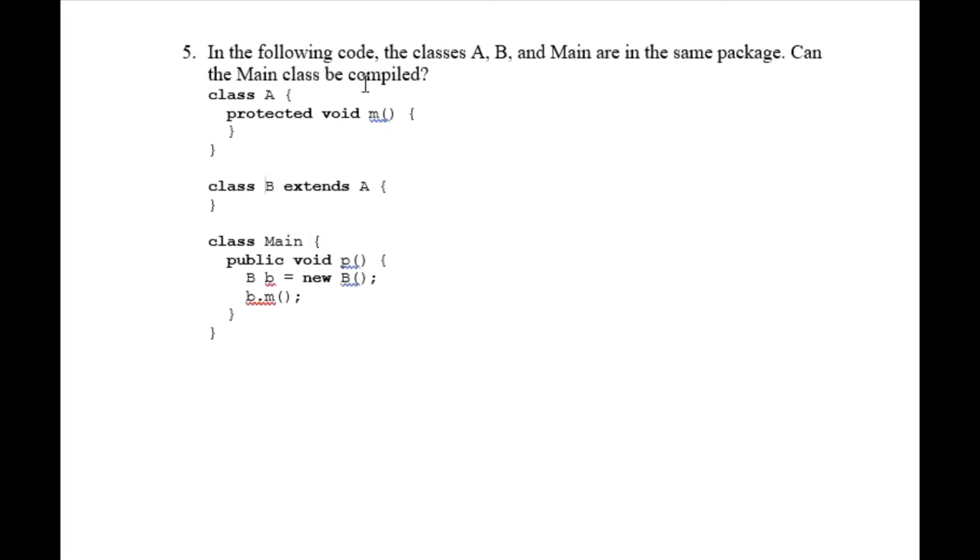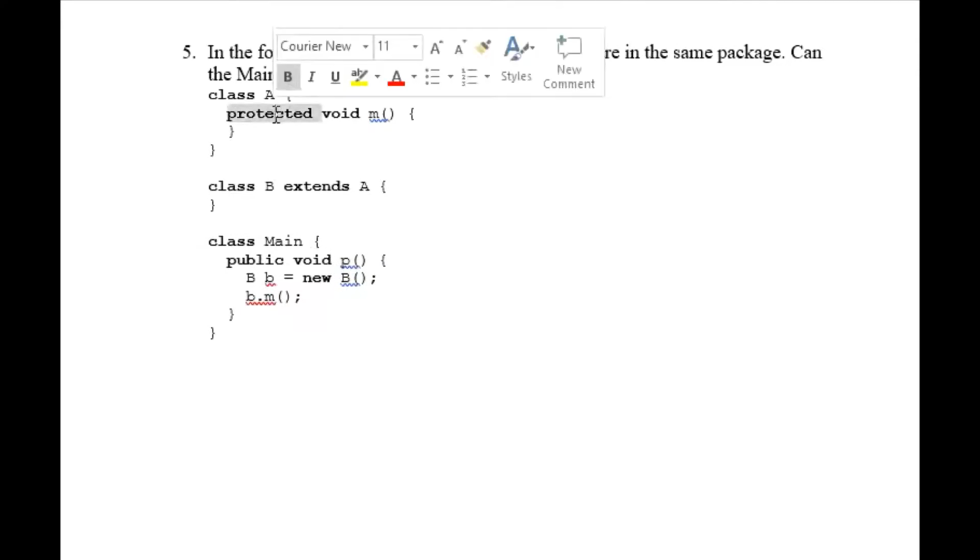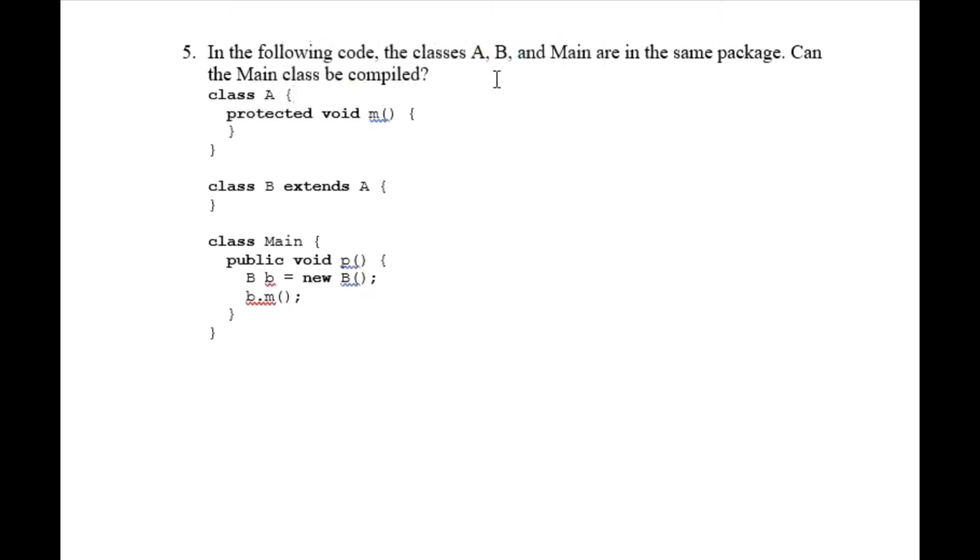So can the main class be compiled? Here they are all in the same package. So when it is in the same package, can the main class be compiled? I'm talking about this one. When you have a protected member, classes in the same package and subclasses in a different package can access it. Of course, as it is protected, there is no issue here for the execution. So yes, the answer to this question is yes.